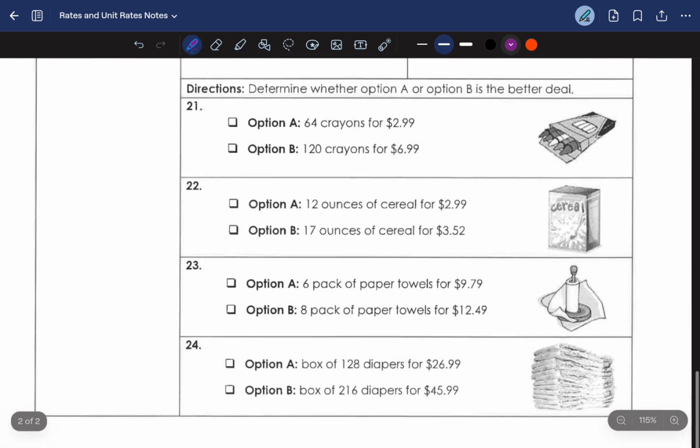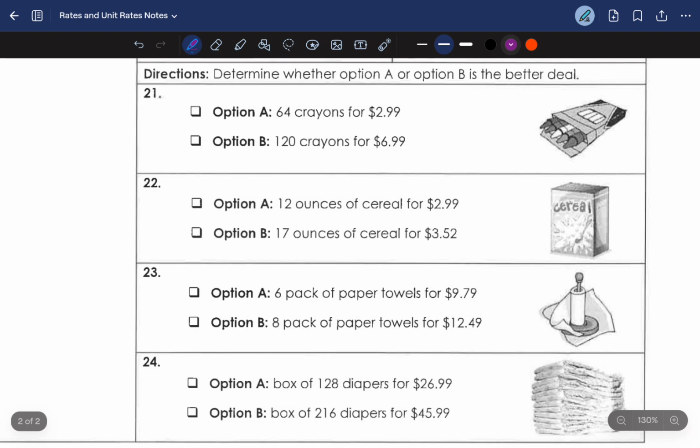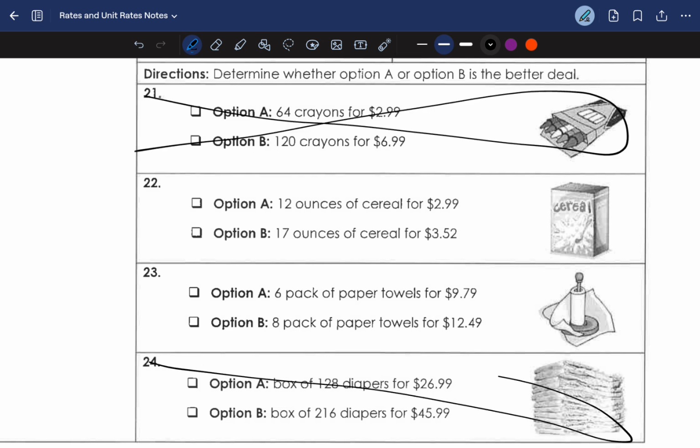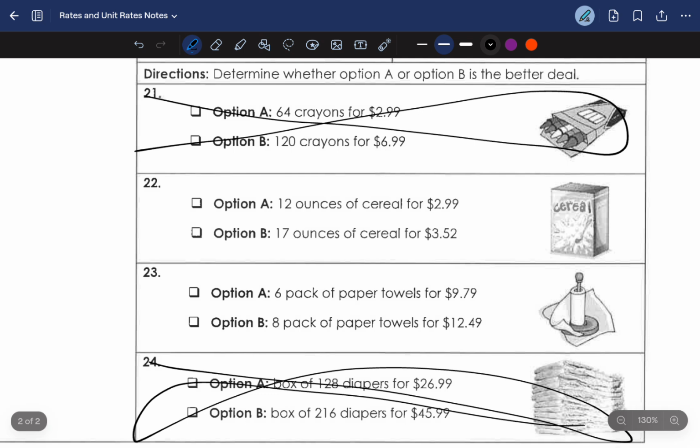Now, we're going to look at some better buys here. We are going to do number 22 and number 23. So not 21 and not 24. Okay, so if we look at option A, it says 12 ounces of cereal for $2.99 or 17 ounces of cereal for $3.52. So just like up at the top, it says when finding unit price, you're going to divide the price by the quantity. So you would set up that rate first.